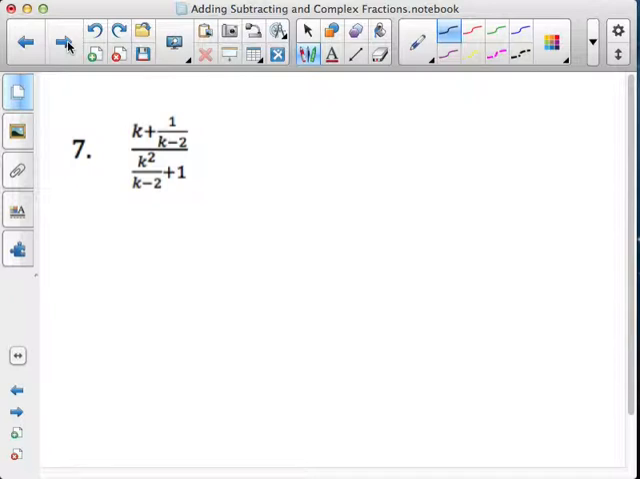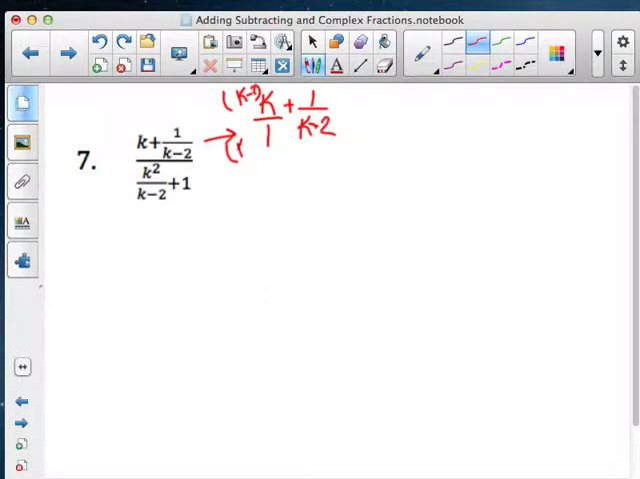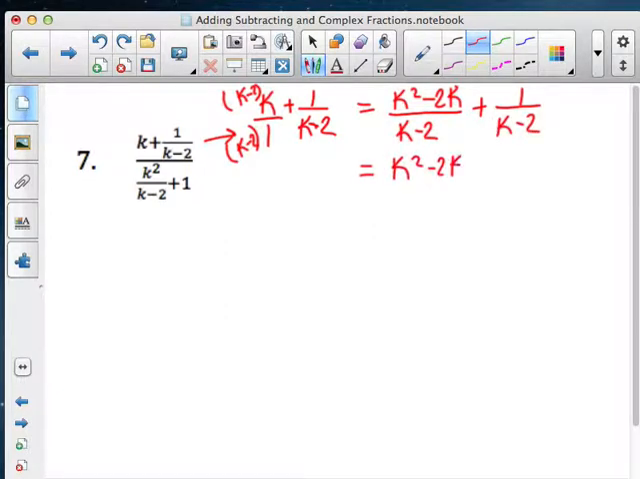Last but not least, we have k plus 1 over k minus 2 in the numerator. Minus 2. So I know that here I need to multiply by k minus 2 and k minus 2. That's my clever form of 1. So that equals k squared minus 2k. I'm going to distribute this k inside all over k minus 2 plus 1 over k minus 2. So that gives me k squared minus 2k plus 1 all over k minus 2. There's my numerator.